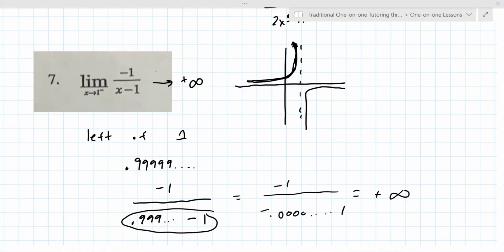Number 5. Do you want to do 5? Because that could be a test question. I mean, yeah, let's do it. It's kind of a standard one you see in this class. All right.